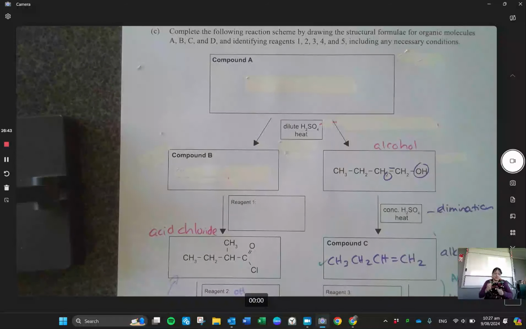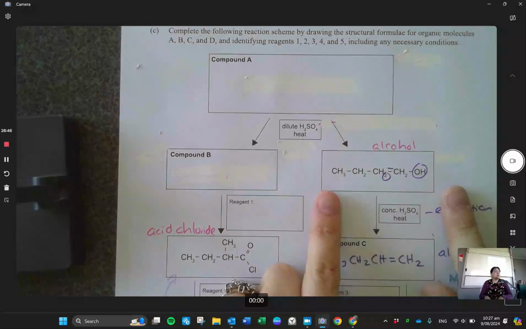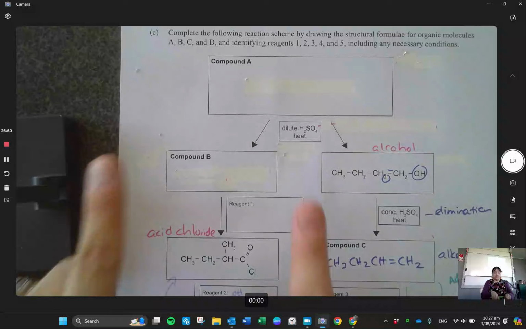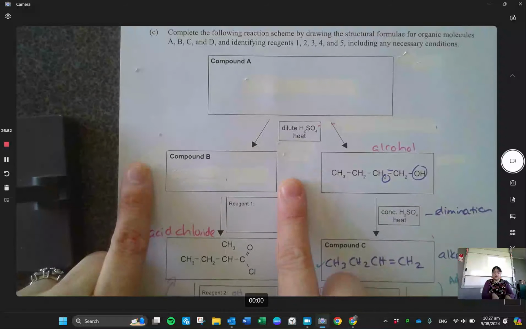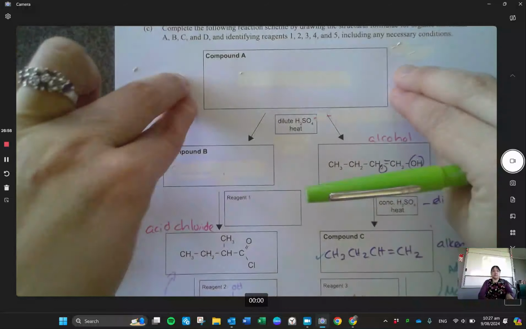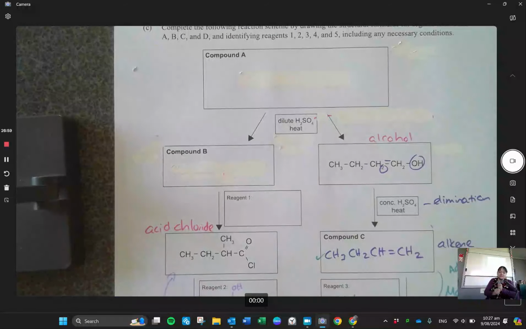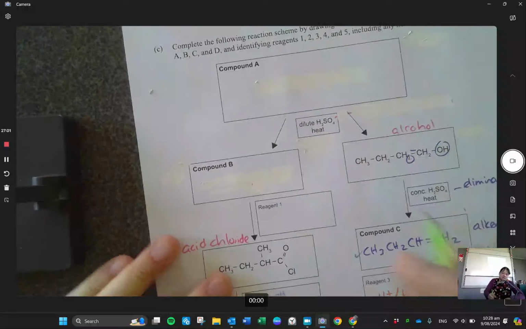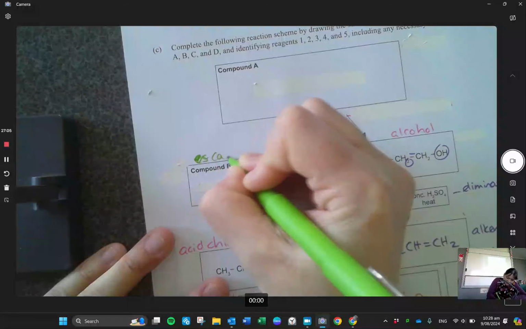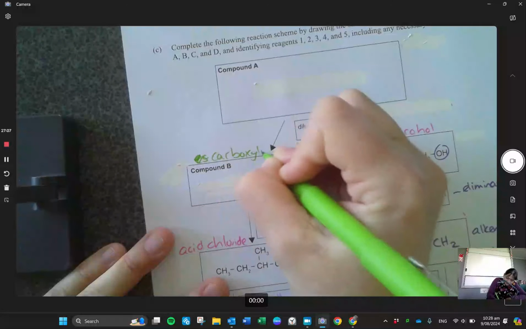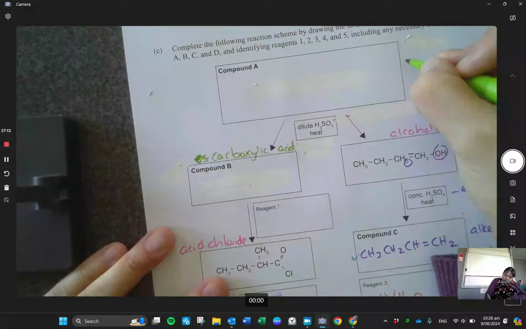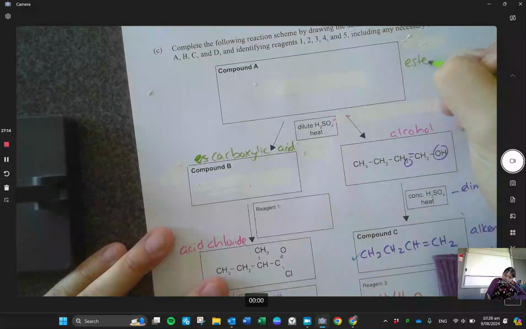Okay, so this is an alcohol, correct? This here is an acid chloride. So before it was an acid chloride, it was probably a carboxylic acid. And if I add a carboxylic acid with an alcohol, I am back to an ester. So that's why I was like, this is a very mean question. They put the ester twice. Usually they only put the ester once. So this here is a carboxylic acid most likely. And then this up here is going to be an ester.